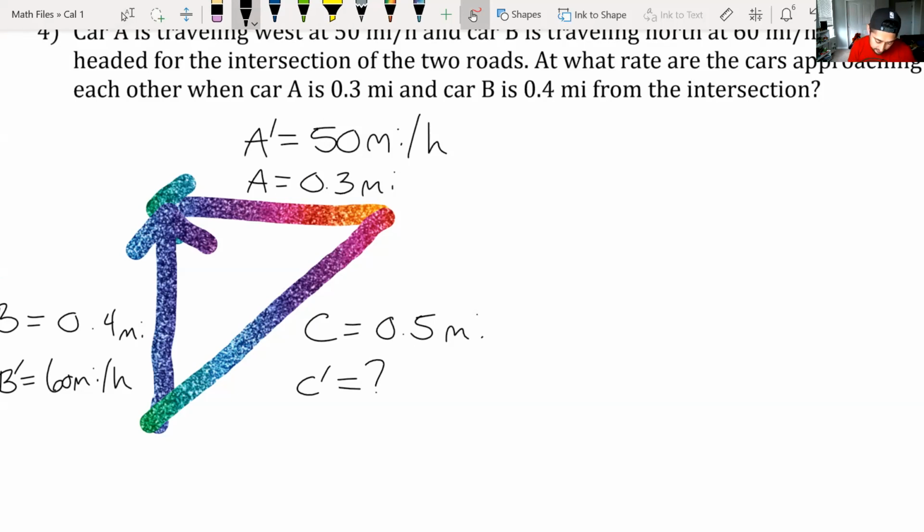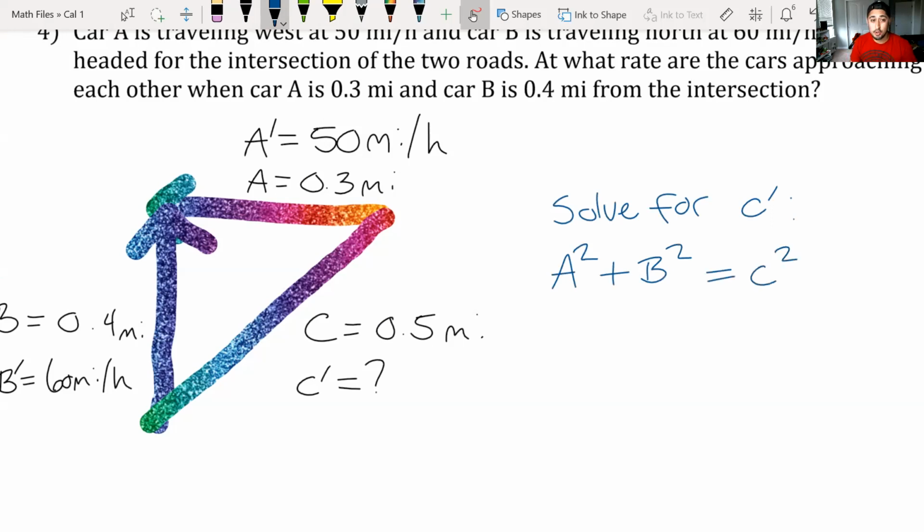So let's do that. Let me change up colors a bit. Solve for C prime using Pythagorean theorem: a squared plus b squared equals c squared. We have everything labeled and we know the formula we're using. We don't plug anything in yet. We are now ready to take the implicit derivative with respect to time.